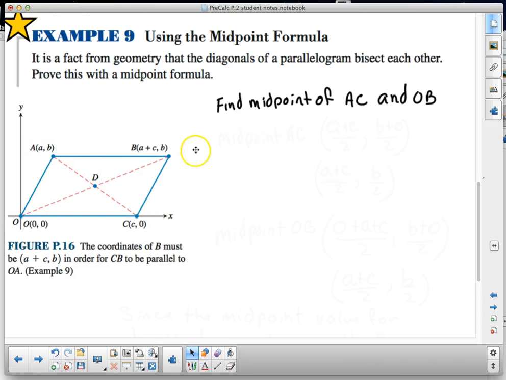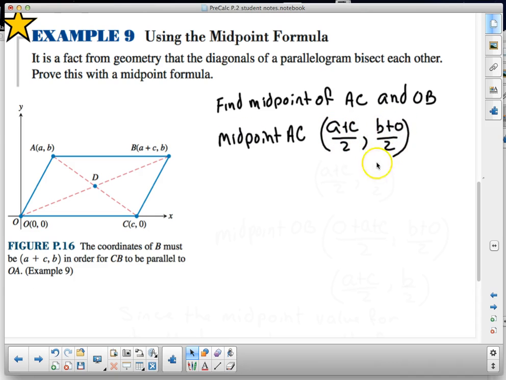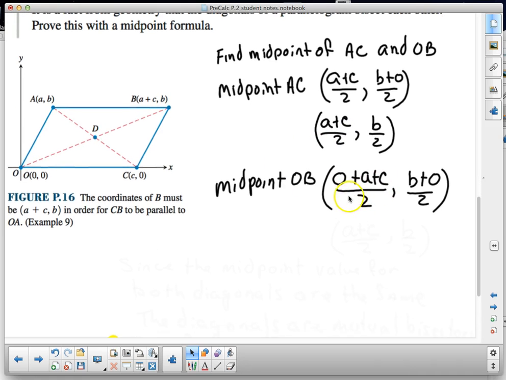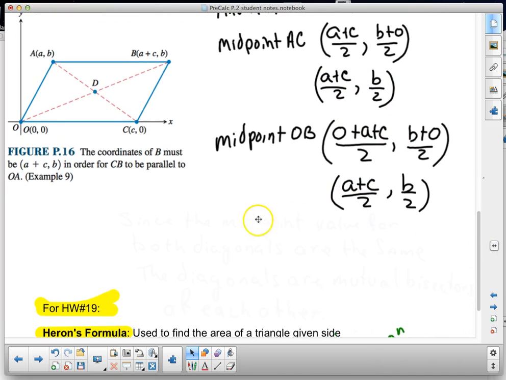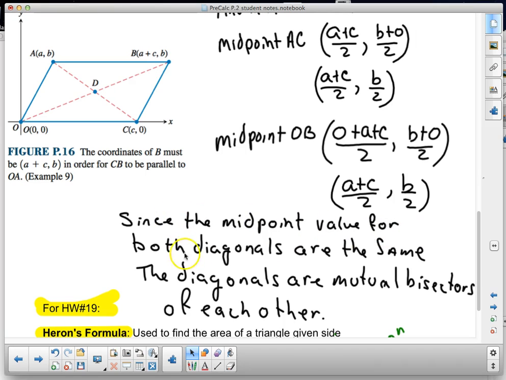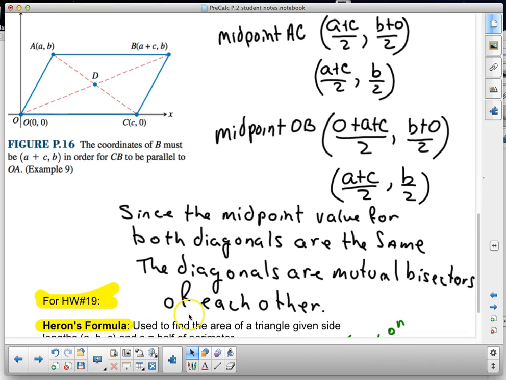Midpoint of AC: (A plus C over 2, B plus 0 over 2). So there's my midpoint. Midpoint of OB: (0 plus A plus C over 2, 0 plus B over 2). Well, gosh, look: A plus C over 2, B over 2. The midpoints are the same, so guess what? Since the midpoint for both diagonals is the same, the diagonals are mutual bisectors of each other. So, therefore, it's a parallelogram.